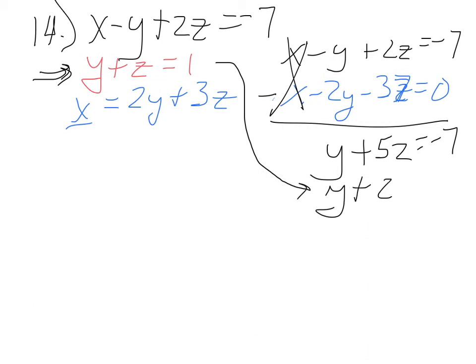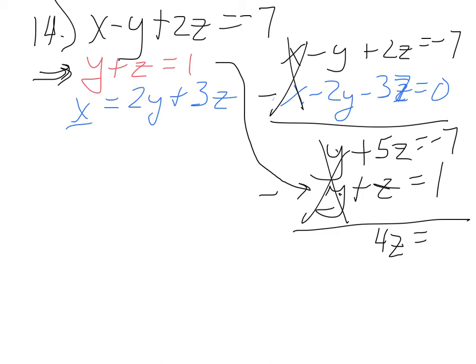Y plus z equals 1. I keep forgetting to put my little accent mark on the z. And I look at y in front here. I could subtract these two equations. Y minus y cancels. 5z minus 1z is 4z. Negative 7 minus 1 is negative 8. So therefore, z equals negative 2.